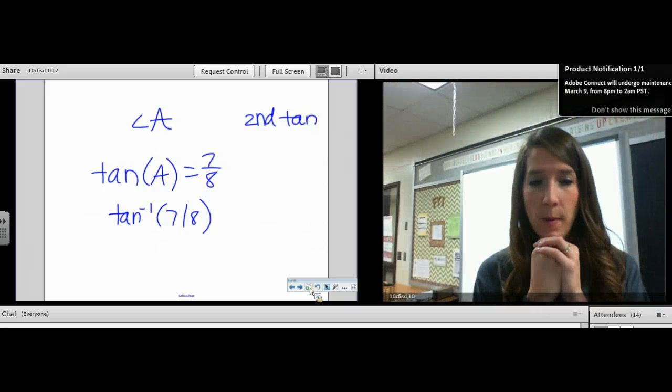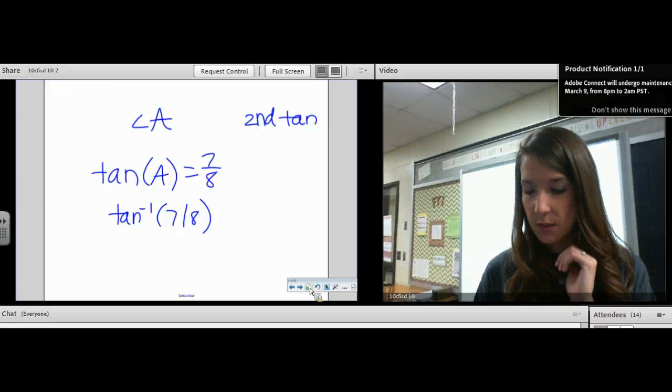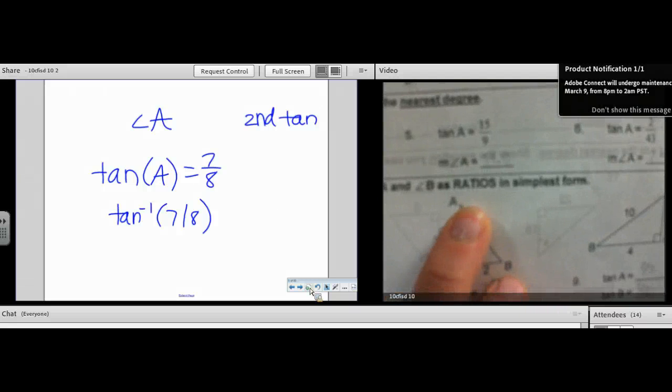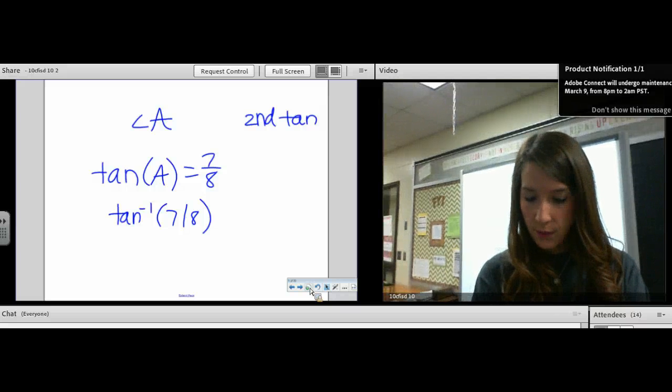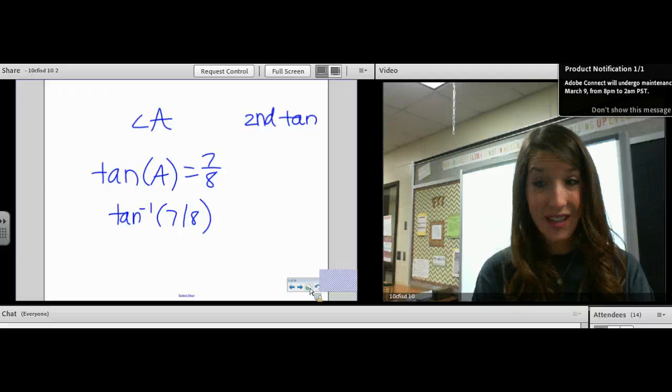Hussein, that's what we did on the warm-up. It wants a fraction. Express them as ratios in simplest form, ratio. It wants a fraction, a ratio. So for 7, 8, and 9, it wants a ratio. It does not want you to press the tan button at all. Okay, moving on.